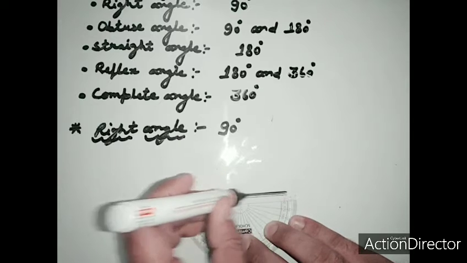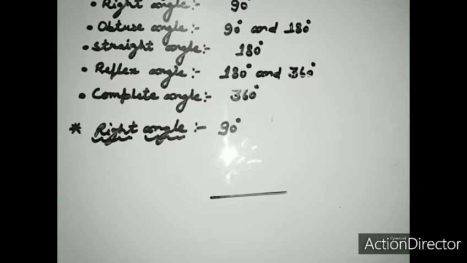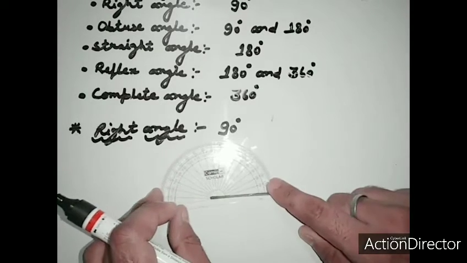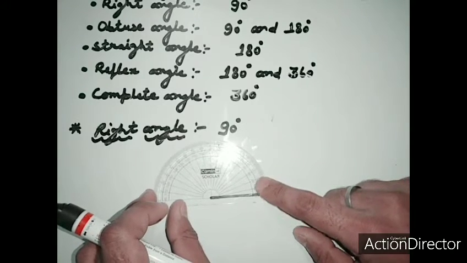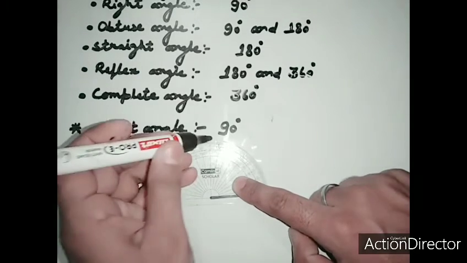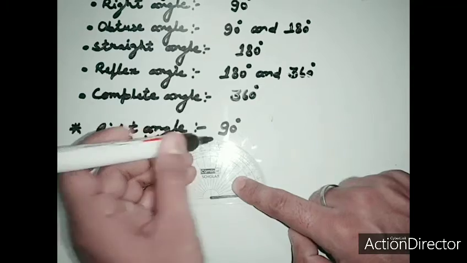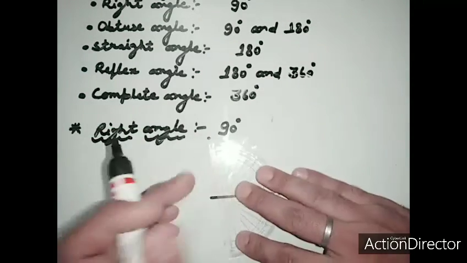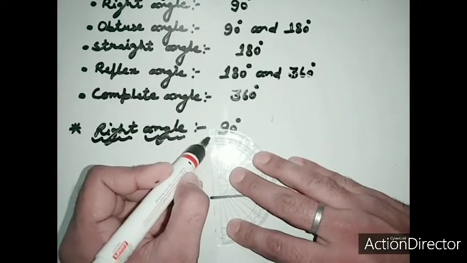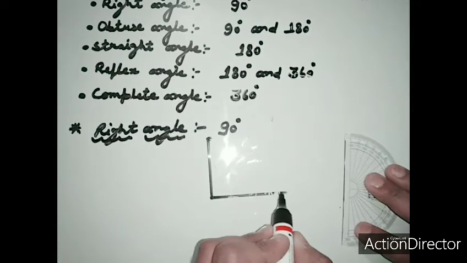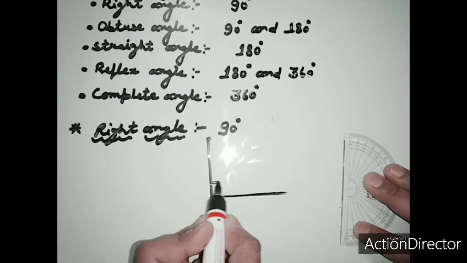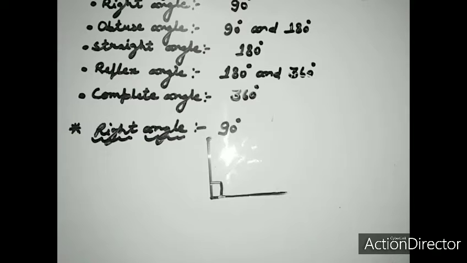So here we draw a line, right, and after that put this protractor on the line. Now here is 90 degrees, so here we mark a point, and after that join this point with this point here, right? So this one is 90 degree angle, right? And exact 90 degree angle is known as right angle, right?